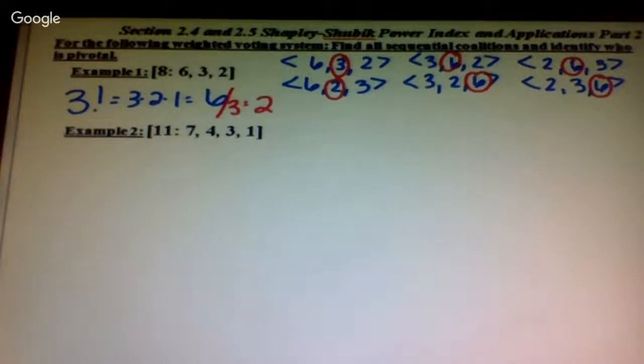Now, example number 2. You're going to see one on your test. It is the last one, and it's like 12 points. So please focus. There is a rhyme or reason, and if you pay attention, it's really easy to come up with your coalition. So I have 4 players, which means that's 4 factorial. So 4 times 3 times 2 times 1. I've got 24 of these I have to write out.